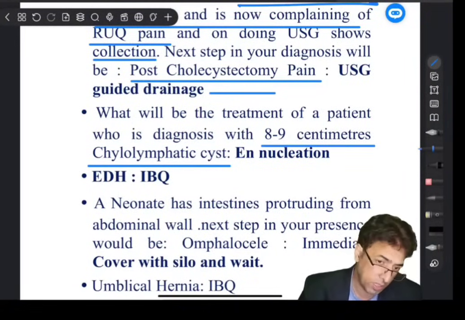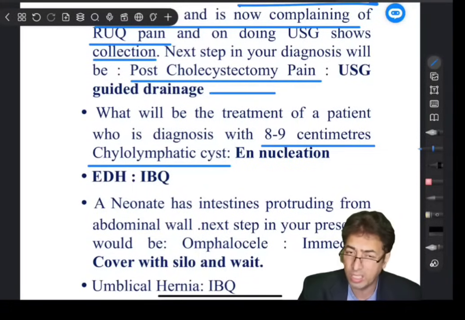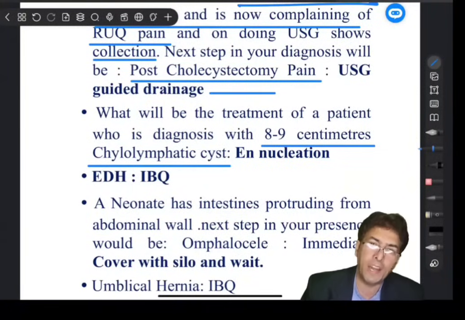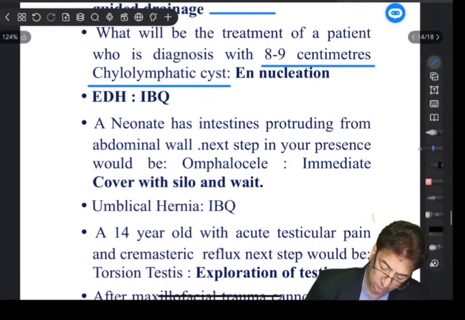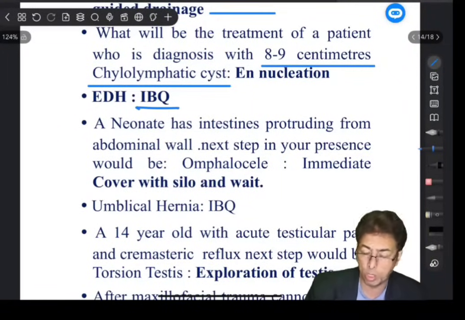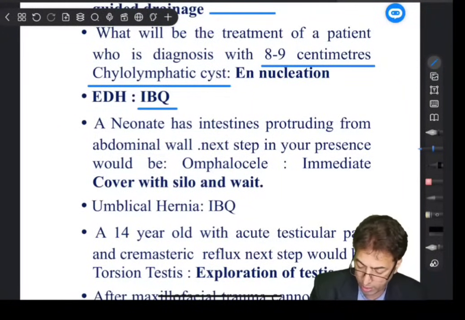You are aware of enucleation. You are aware of marsupialization. So over here for a chylolymphatic cyst, the best modality of treatment would be enucleation. So enucleation was the correct answer. Extradural hematoma, an image-based question, I will be coming to that as well.